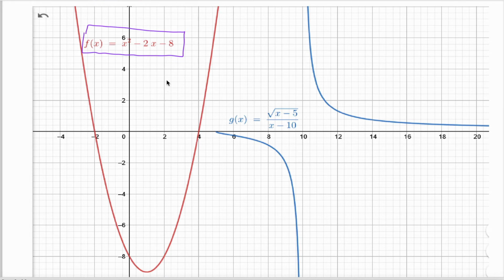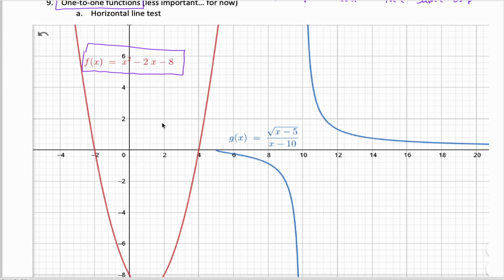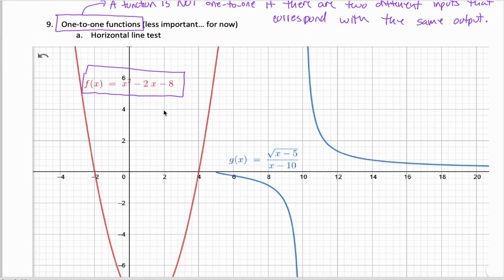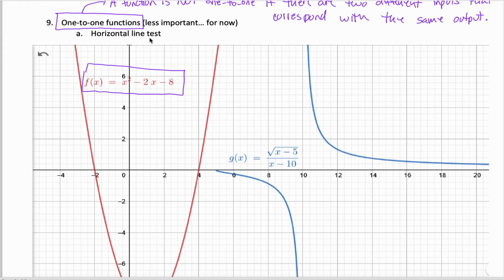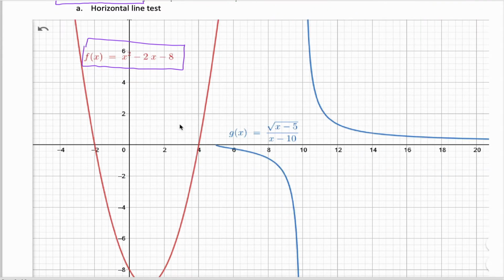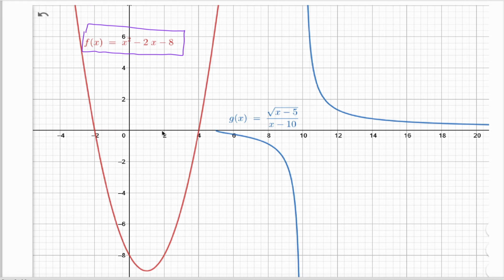Make sure you can see that this graph in red passes the vertical line test, that any vertical line would only intersect the graph in one spot, and therefore this graph represents a function. But is that function one-to-one? Well, to answer that, we have to think about what it means to be one-to-one.